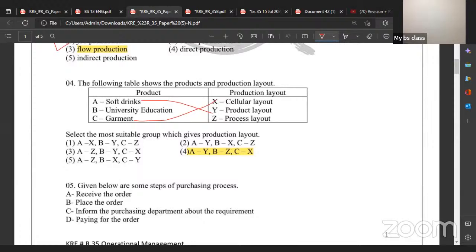Now, talking about the university education, one thing for you to remember, the production or operation management lesson is not about goods, right? I will say product, it consists of goods and services. Now, thinking about the university education, we have to go with the process layout.